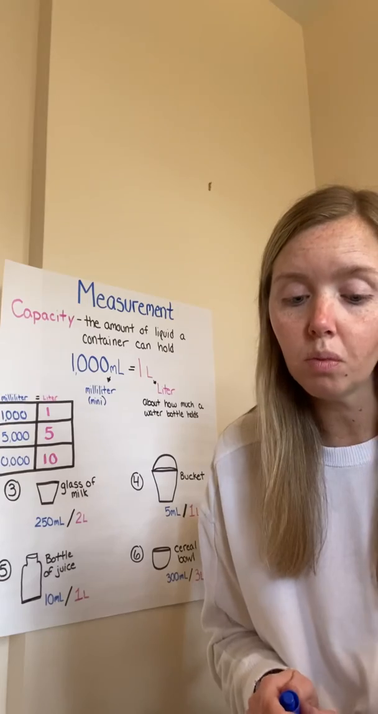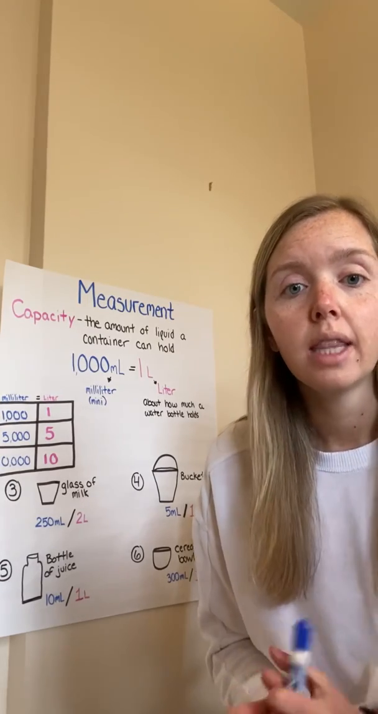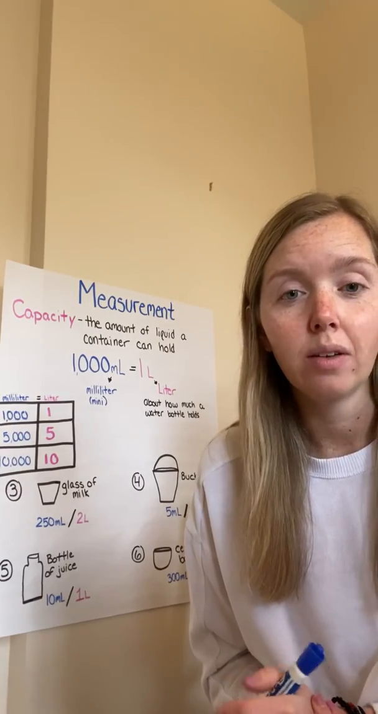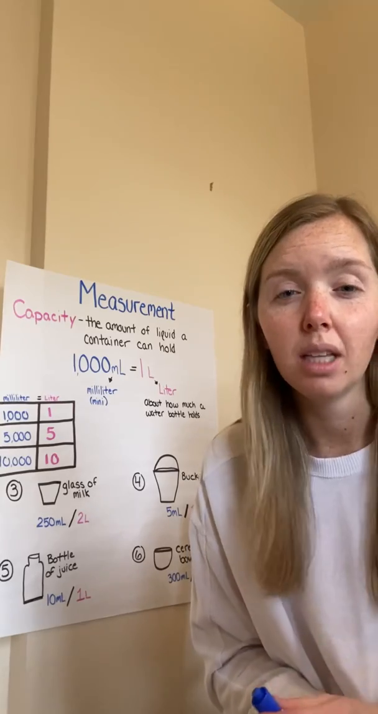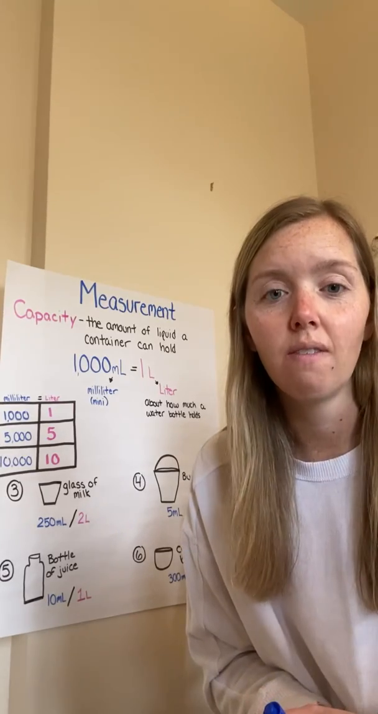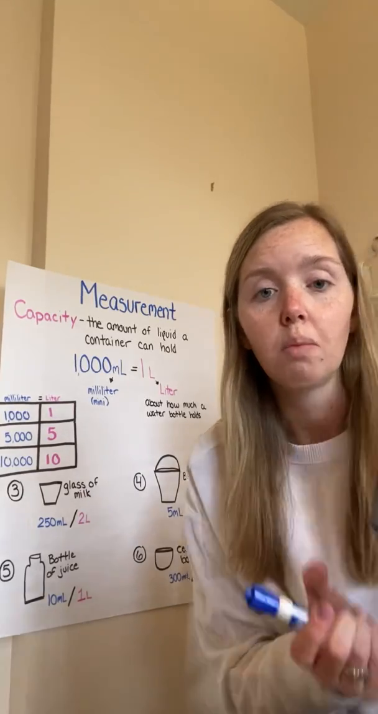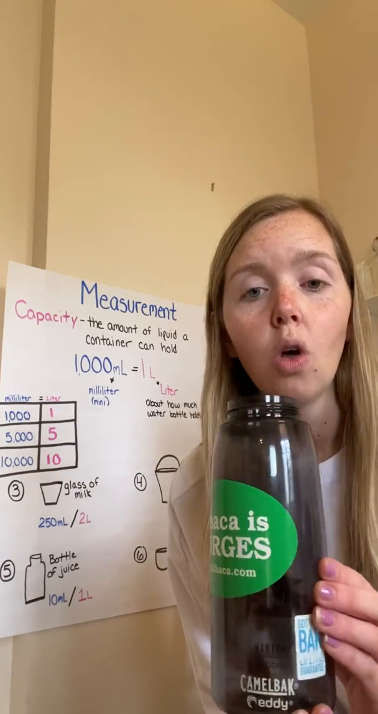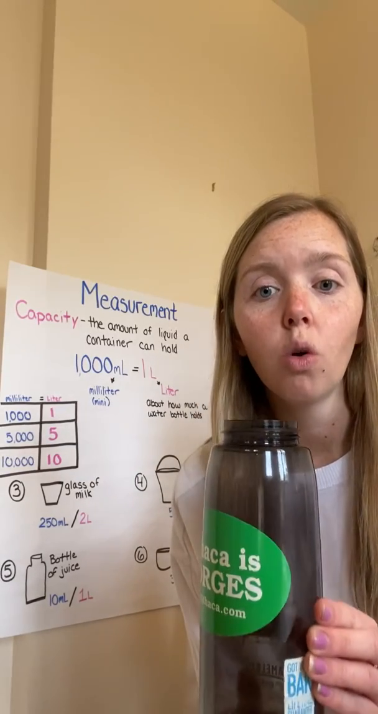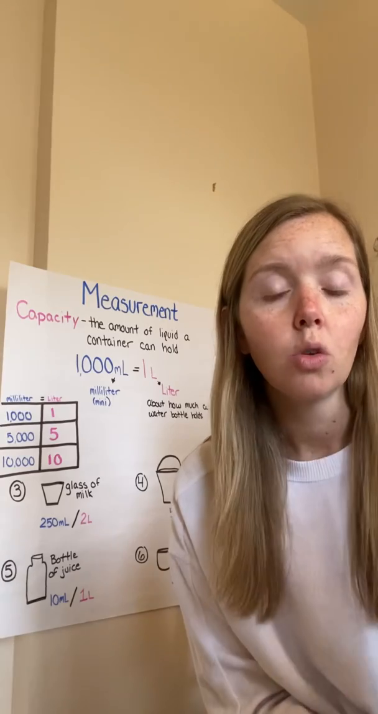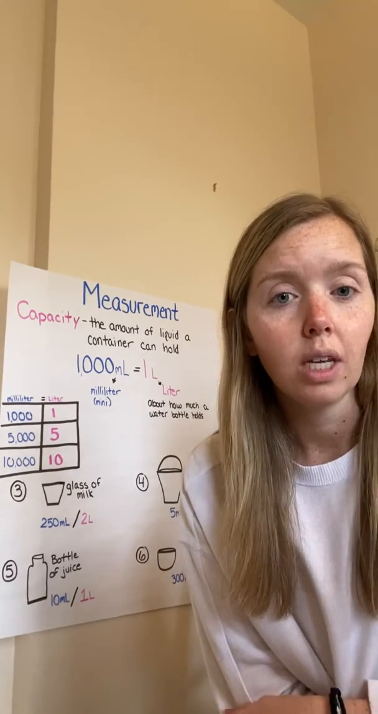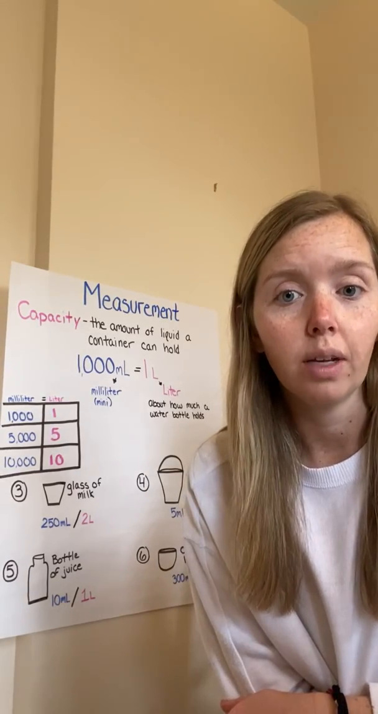So we know that 1 liter equals 1,000 milliliters, and I like to think of milliliters as miniature liters. They're very small. So for example, this water bottle holds 1,000 milliliters or 1 liter. So please look at numbers 3 through 6 and watch as I do the solving.